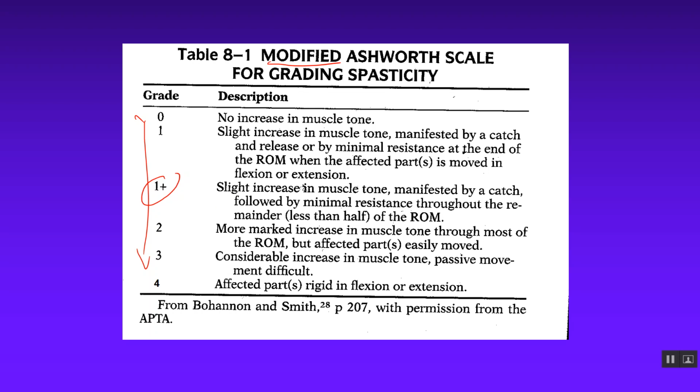A 1 plus, versus the 1, is now a slight increase in muscle tone manifested by a catch. So you lift the leg and you get a catch. As you start to move it, there's a little catch or resistance. Then it's followed by minimal resistance through the remainder, but less than half of the range of motion. So you lift it up, you start feeling resistance, but you only feel that little bit of resistance through less than half the range of motion.